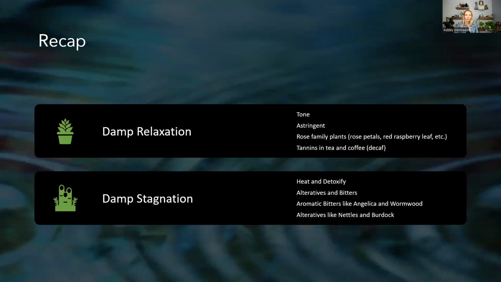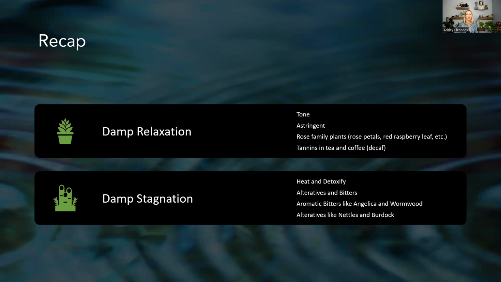So I wanted to recap because I know we covered a lot of ground here. So for damp relaxation, fluids are flowing. We want to tone and astringe. Think of your rose family plants. These are things like all of our rose petals, red raspberry leaf, blackberry root. And then the tannins that you'll find in tea and coffee are wonderful, minus the caffeine.